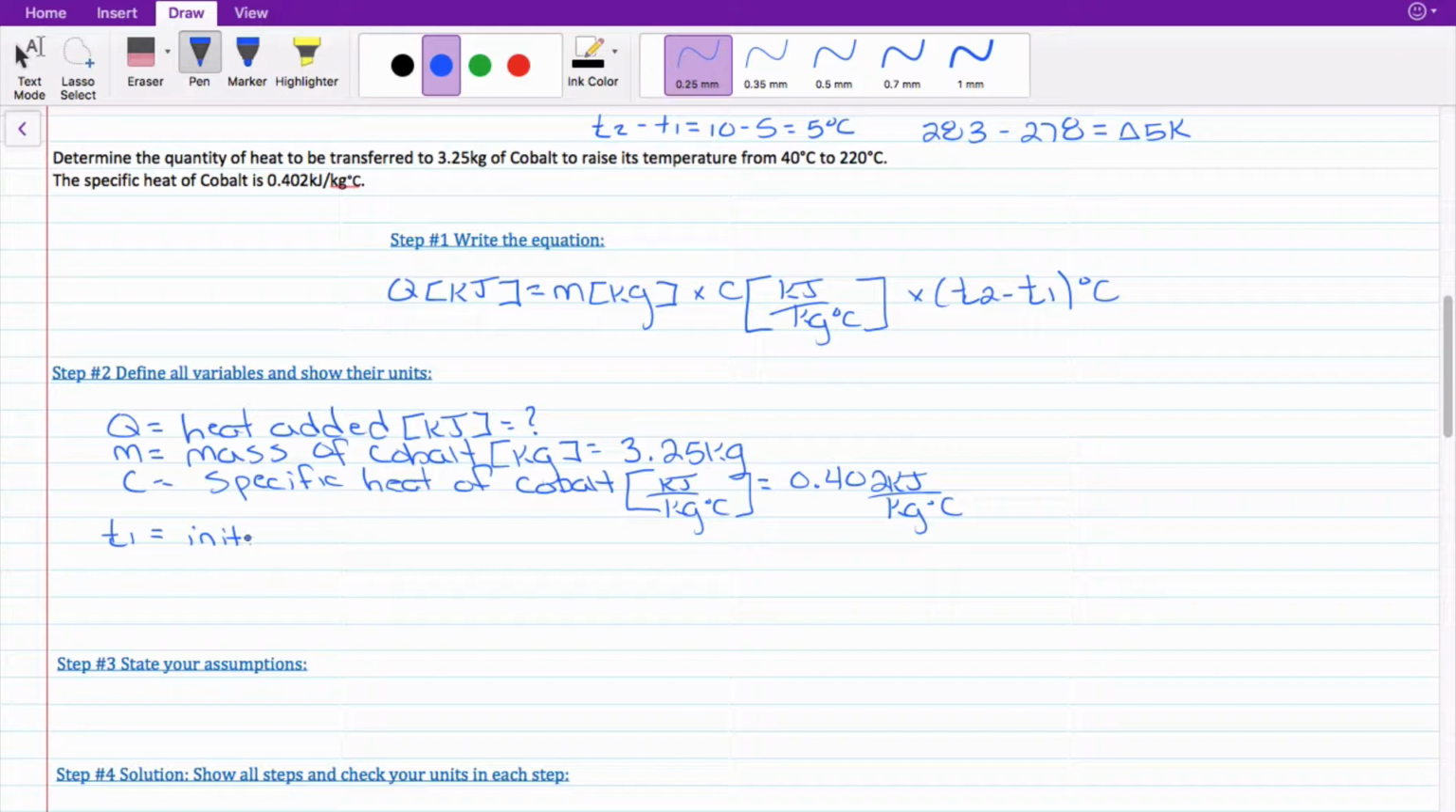T1 is our initial temperature, in degrees Celsius. That's 40 degrees C. T2 is our final temperature, also in degrees Celsius. That's 220 degrees. Our third step out of the 5 steps is to state your assumptions. The one assumption we'll have is that while the heat is being transferred to 3.25 kilograms of cobalt to increase the temperature, none of the heat is lost to the surroundings.